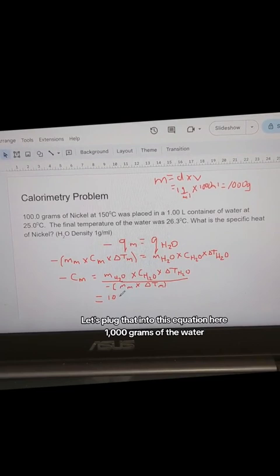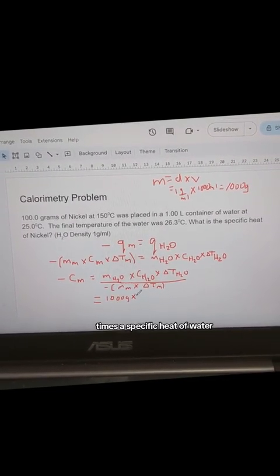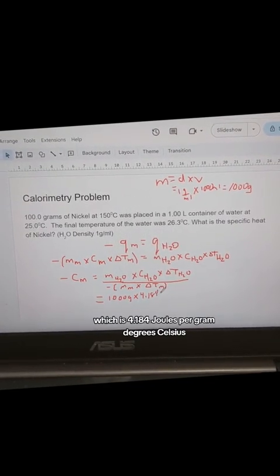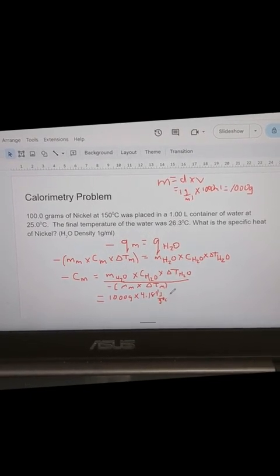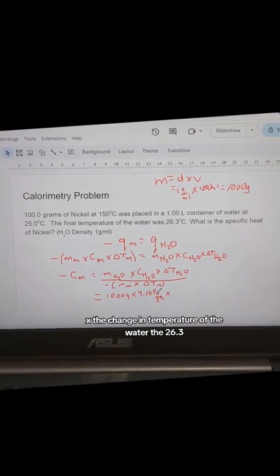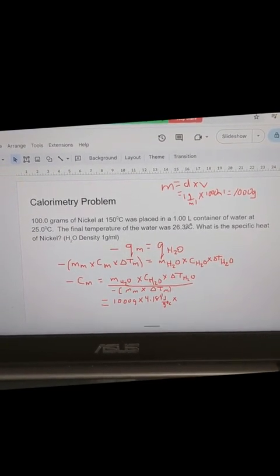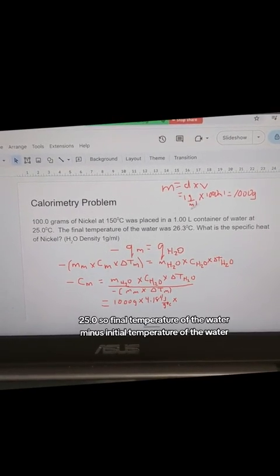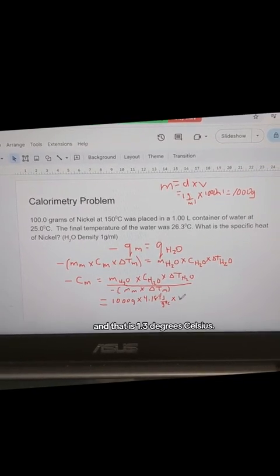1,000 grams of the water times the specific heat of water, which is 4.184 joules per gram degrees Celsius, times the change in temperature of the water. So 26.3 minus 25.0. So final temperature of the water minus initial temperature of the water, and that is 1.3 degrees Celsius.